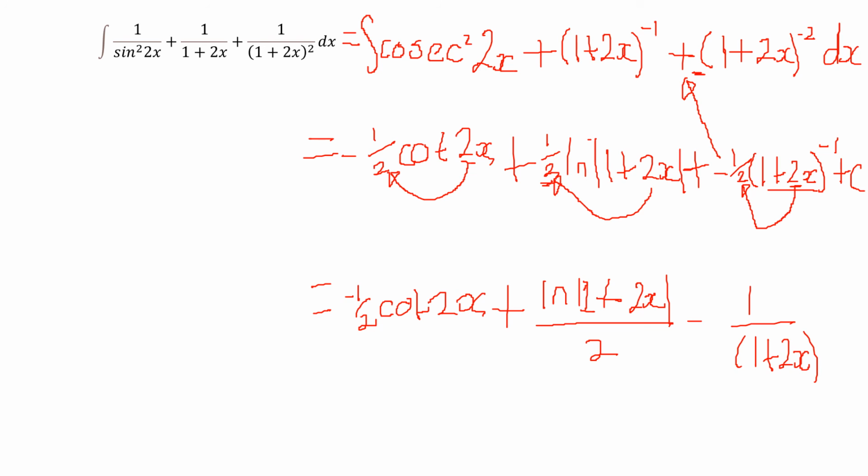But let's not forget this half here. So the half would times, so you just get 2 on the bottom because you just times a half by 1 over 1 plus 2x. And let's not forget our arbitrary constant of plus c. And there you go. Questions 4a and 4c.